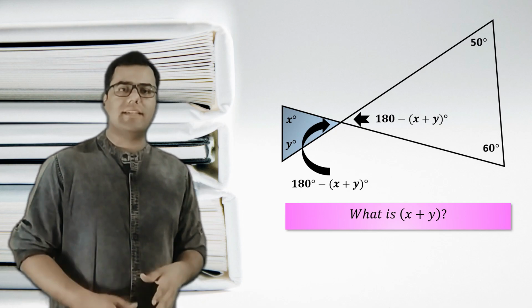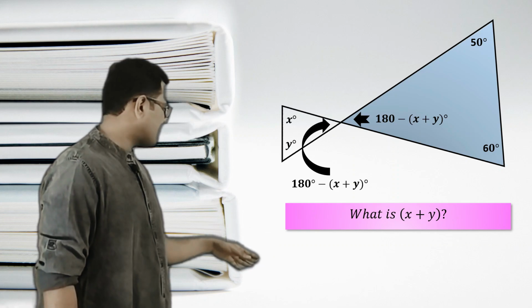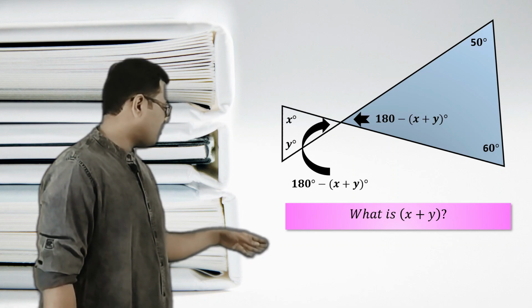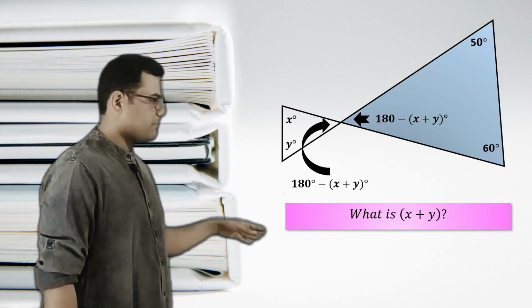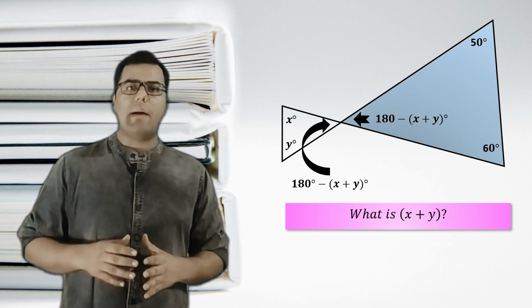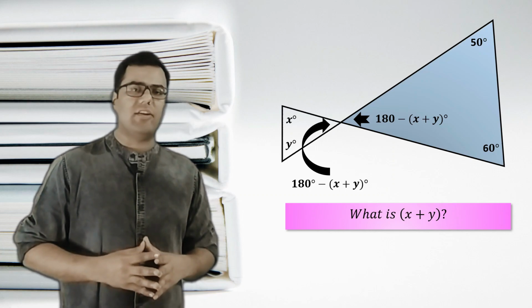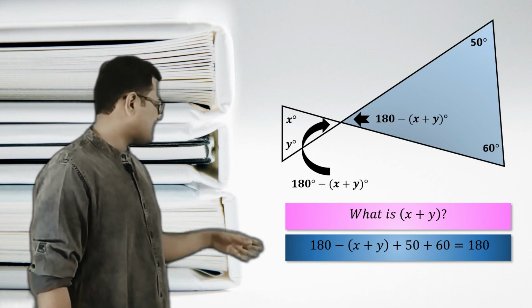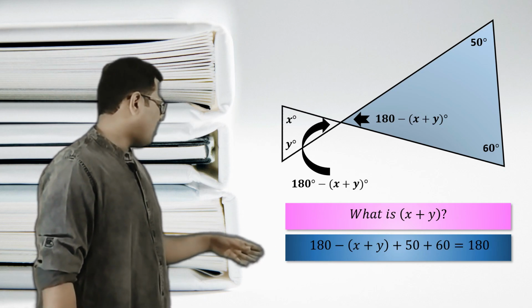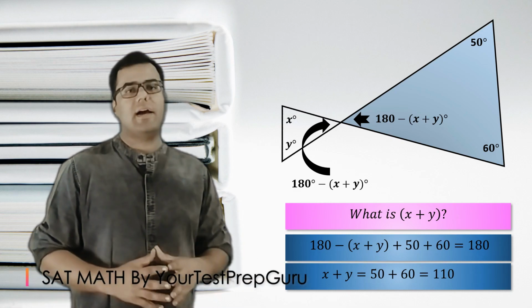Now concentrate on this right hand side triangle. For this right hand side triangle, we have one angle as 50, one as 60, and one angle is 180 minus (X plus Y). Apply the interior angle theorem on this right hand side triangle, and you will have 180 minus (X plus Y) plus 50 plus 60 equals 180, or X plus Y equals 50 plus 60, that is 110.